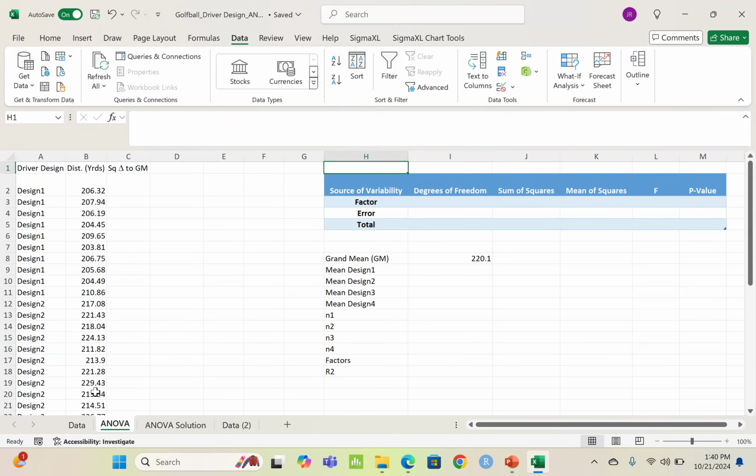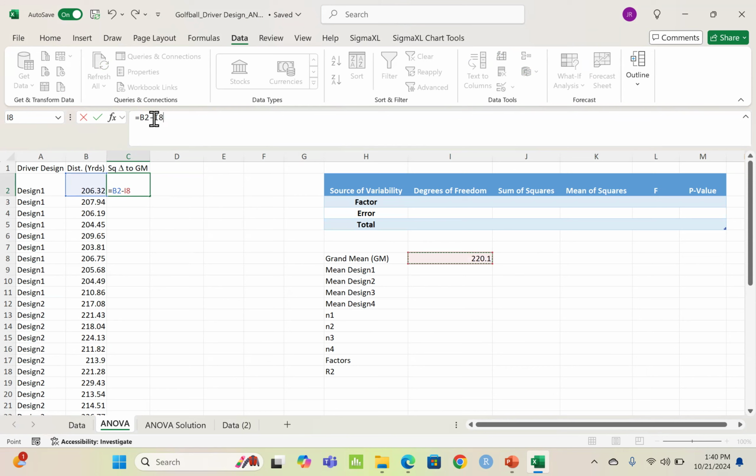Next, I want to determine what is the difference that exists between this grand mean and this data point. So I'm going to calculate over here the difference between these two values. And I need to make sure that this value is actually fixed. So I'm going to put the dollar signs in between to this value so that it doesn't change as I scroll down. Okay?